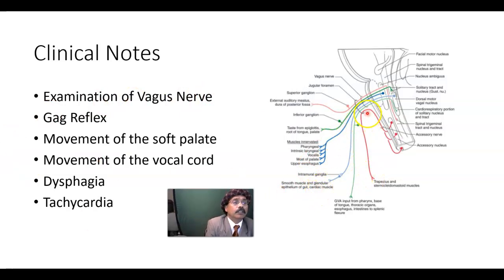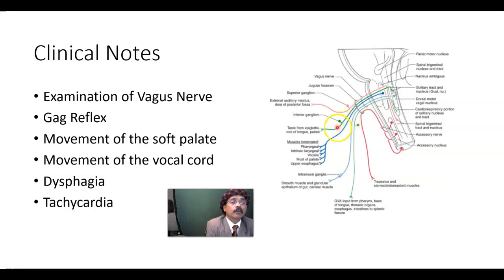If we look at that, we have the superior ganglion that is associated with the external auditory meatus. The dura mater, the meninges of the posterior cranial fossa, is also getting innervation by the vagus nerve. It is involving the superior ganglion of the vagus nerve. The vagus nerve has two ganglia, the superior ganglion and the inferior ganglion. One is called the jugular ganglion, another is called the nodose ganglion.